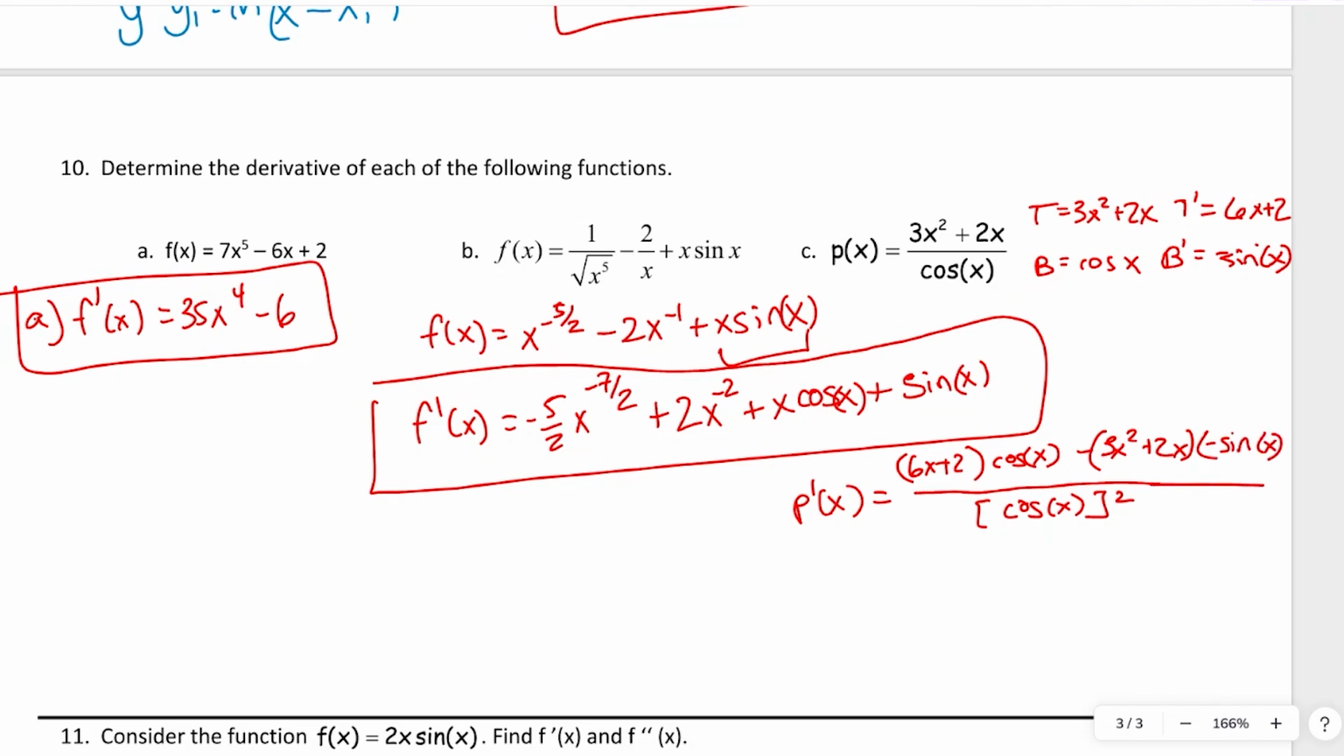And you could just leave it like this, okay? It's okay to start getting in the habit of not simplifying. I think that is perfectly reasonable, and this is a good answer.